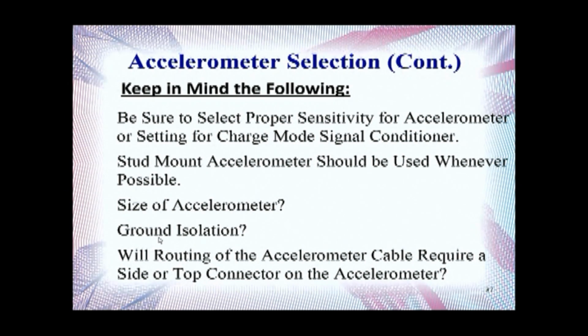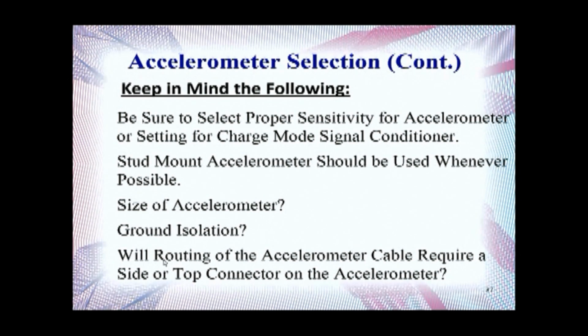Also take into consideration ground isolation. You will potentially get ground loops if you are not ground isolated. If you're putting an accelerometer onto a bare metal fixture, you will more than likely get ground loops, which you will see as 60 hertz spikes in your test data. So in order to prevent that, you will want to make sure that your accelerometer is case isolated or ground isolated.